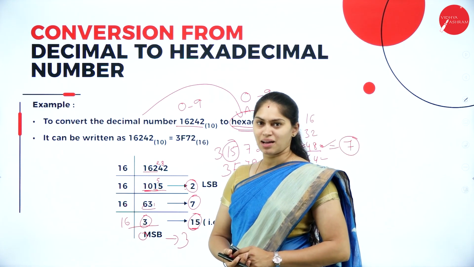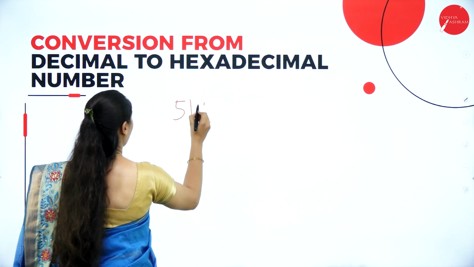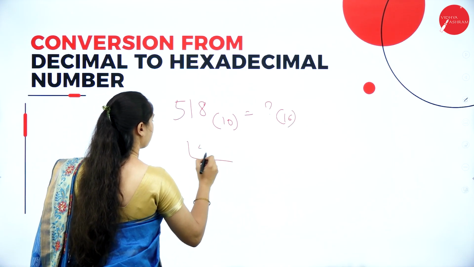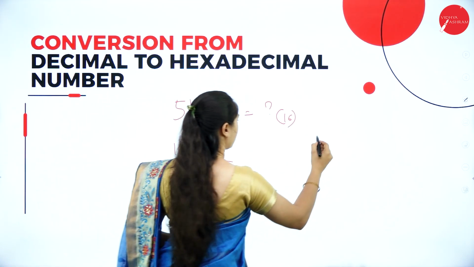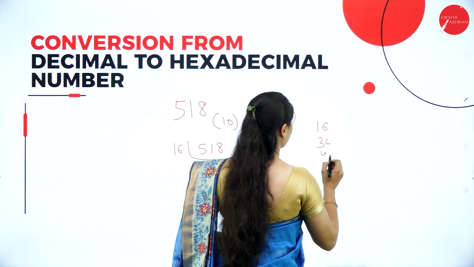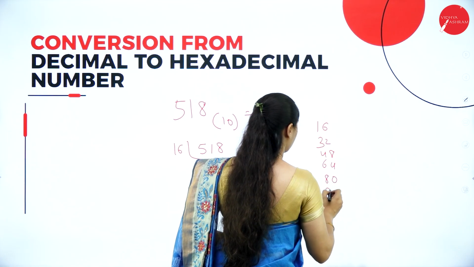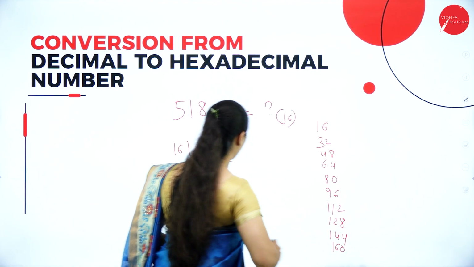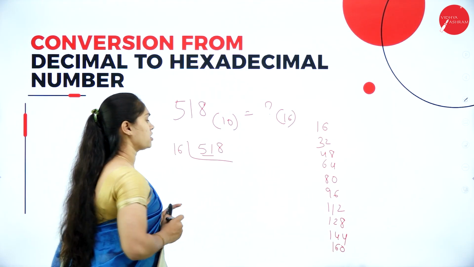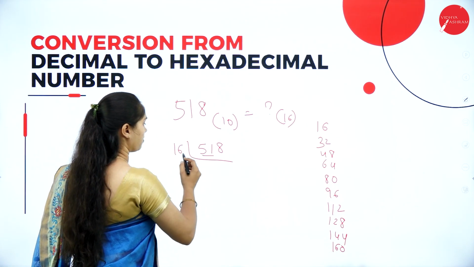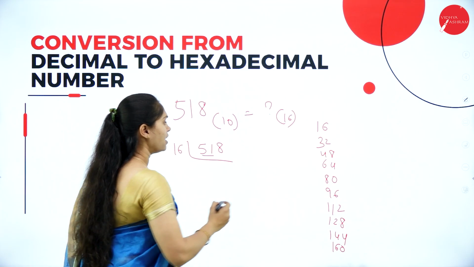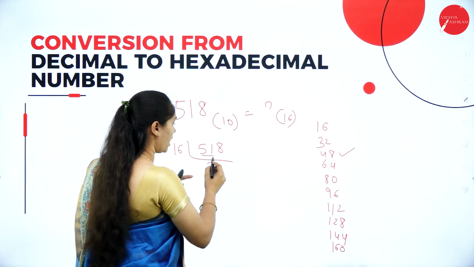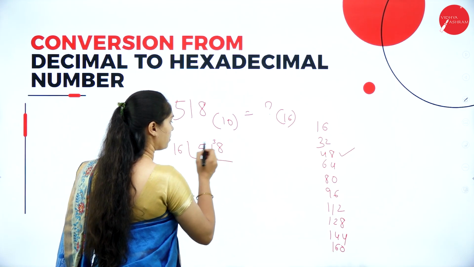Let me go with one more example. Consider 518. This is a decimal number that should be converted into hexadecimal. Let me divide this by 16. Let me write the table. Here I start with the two digits, 51. 16, how many times can I get 51? I can go with 16 threes, which are 48. So 51 minus 48, I am left with 3. Now it becomes 38.